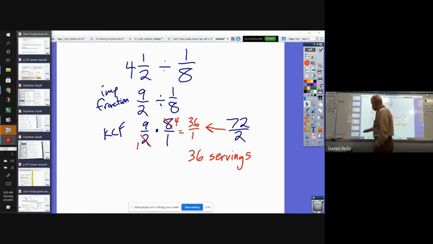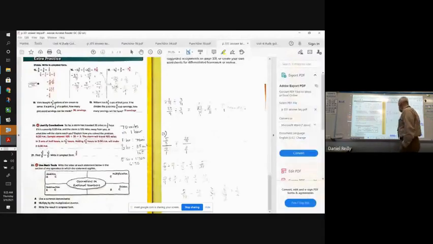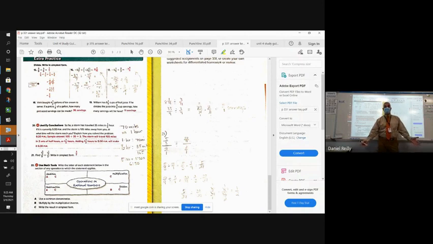The second one. William has 8 1/4 cups of fruit juice. He's dividing it into 3/4 cup servings. How many 3/4 cup servings can he get out of 8 1/4 cups of juice? How many times does 3/4 go into 8 1/4? So that again is a division.